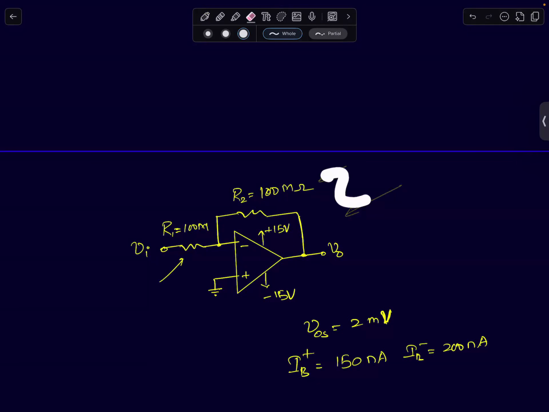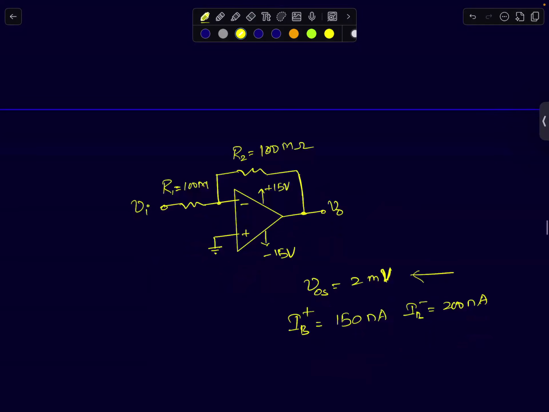It's given that the offset voltage of this op-amp is 2 millivolts. And it's given that the input bias current to the positive terminal is 150 nanoamperes. The bias current in the negative terminal is 200 nanoamperes. Now you have to tell me, by just quickly analyzing this circuit, which one can cause a problem. You can apply the principle of superposition to arrive at your answers. Just quickly try analyzing this problem.